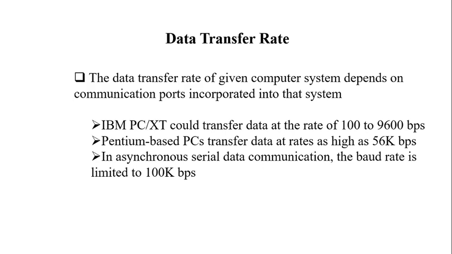The data transfer rate of a given computer system depends on the communication ports incorporated into that system. These are some examples of the data transfer rate. The IBM PC could transfer data at the rate of 100 to 9600 bps. Pentium-based PCs transfer data at the rate of 56 kbps. In asynchronous serial data communication, the baud rate is limited to 100 kbps.